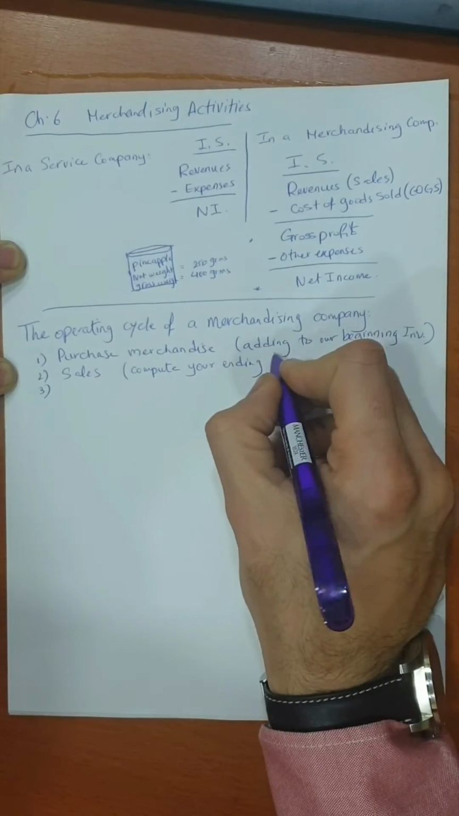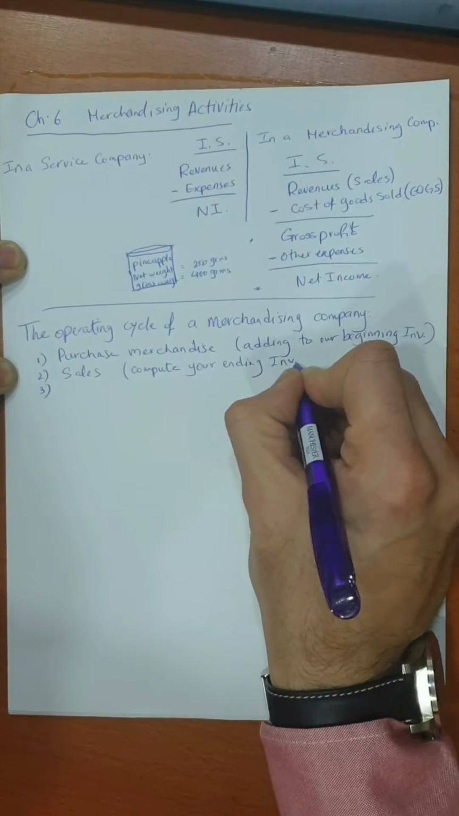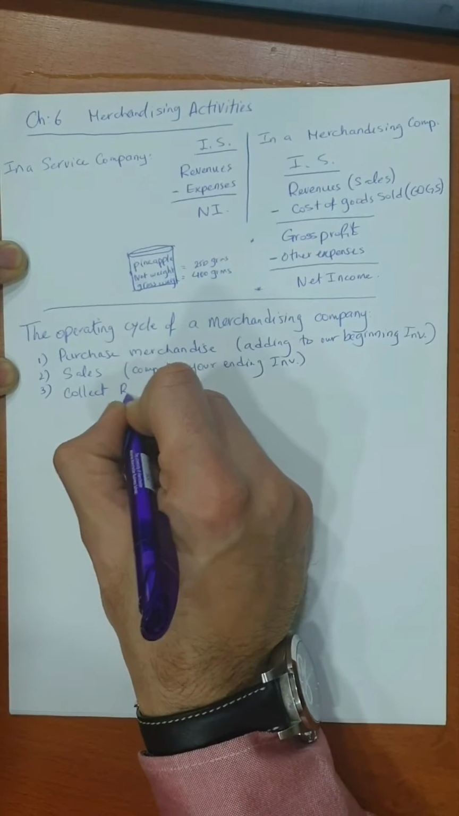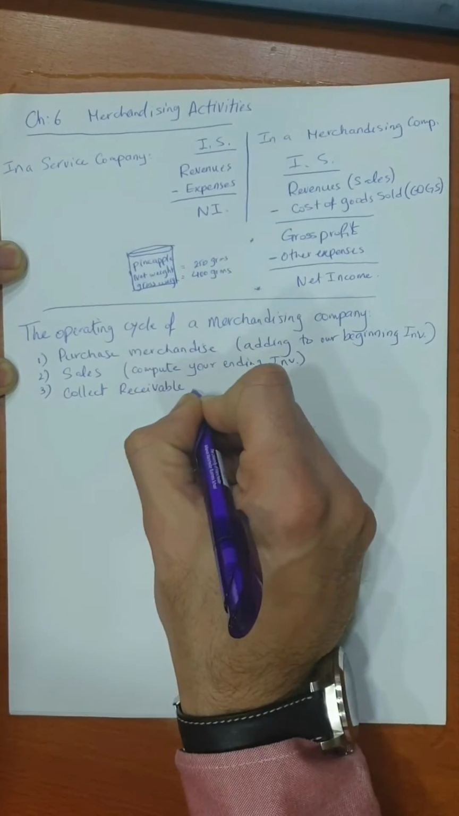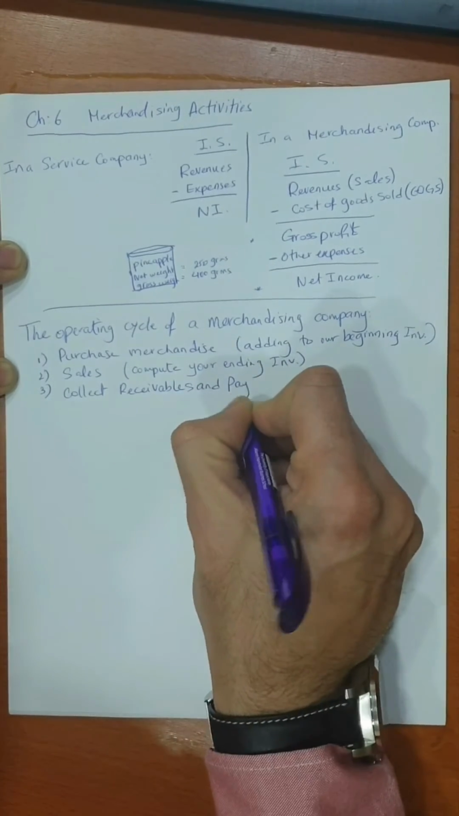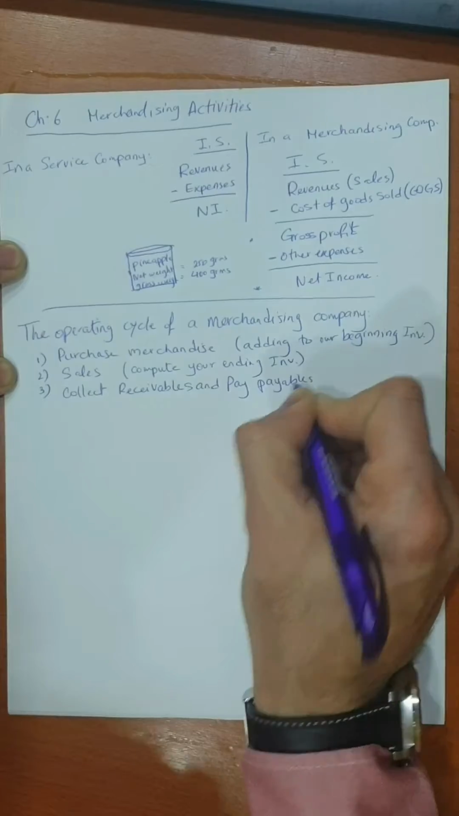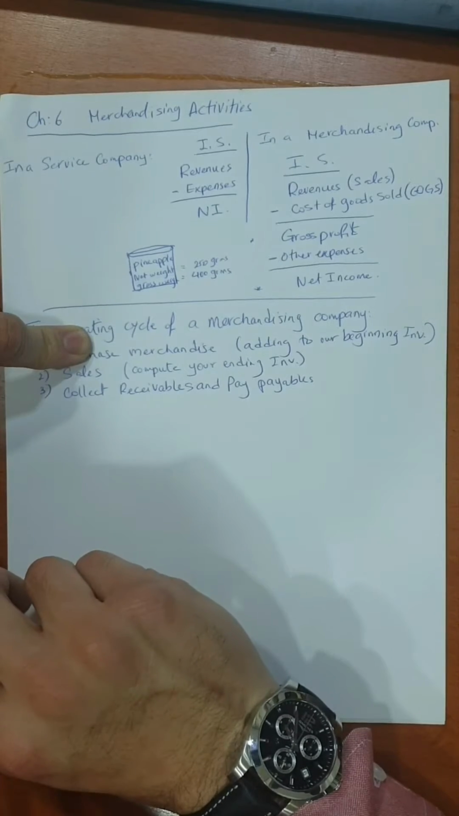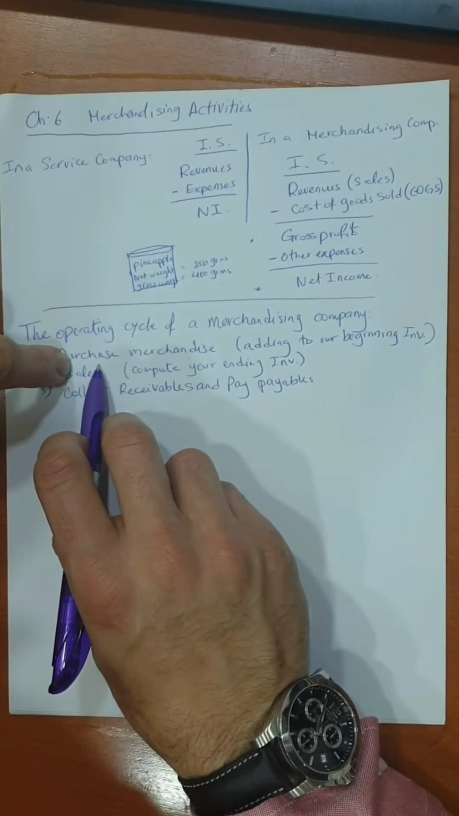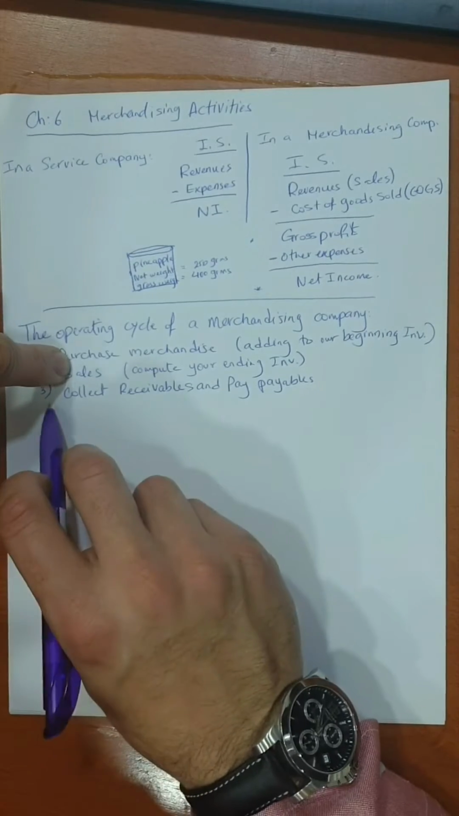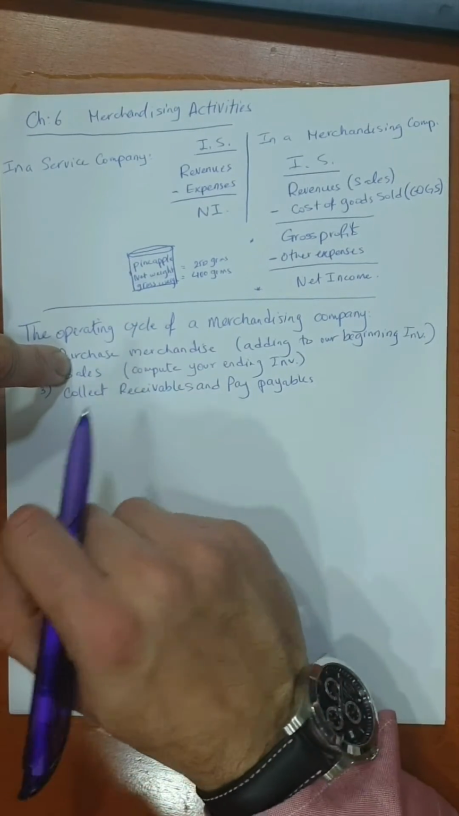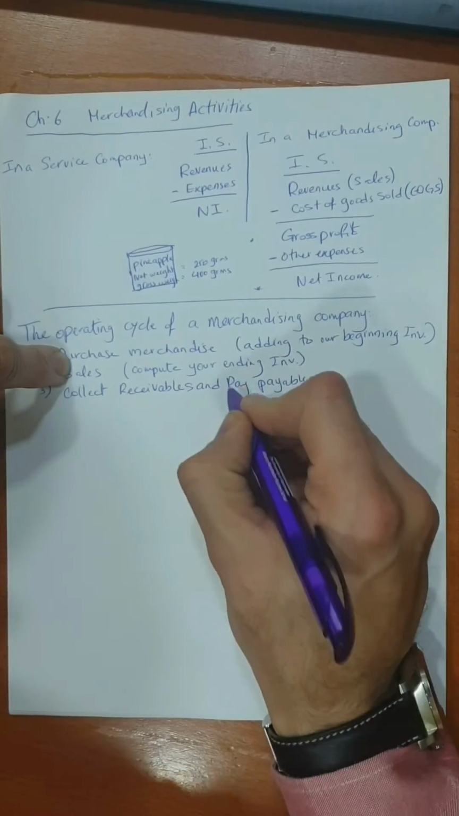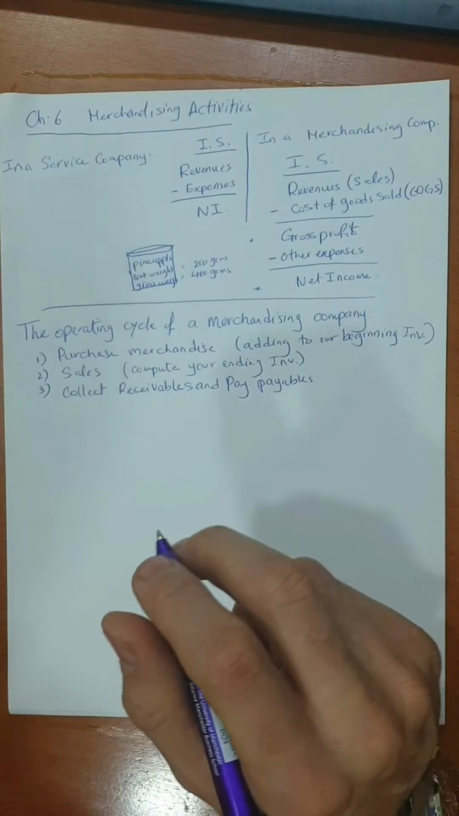We'll go through this in detail, don't worry about that. And finally, you need to collect receivables and pay payables, right? When you purchase, you will have an account payable associated with the value of the inventory you purchased. When you sell, you will have an account receivable associated with the revenue that you generated. So eventually, you'll collect the receivables from the customers that you sold to, and pay the payables that you owe the suppliers.